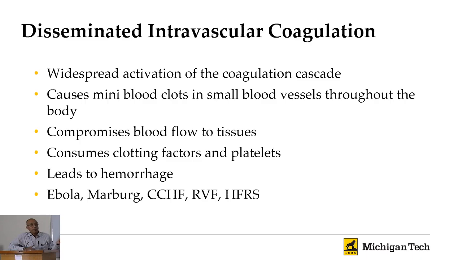When you have blood clots in the vein, it compromises the blood flow, right? It uses up clotting factors and platelets, as mentioned, and it leads to hemorrhage. Similar to Ebola and Marburg, which we'll discuss tomorrow. These are BSL-4 pathogens. Ebola and Marburg have similarities to this, and I might give some pictures of those.